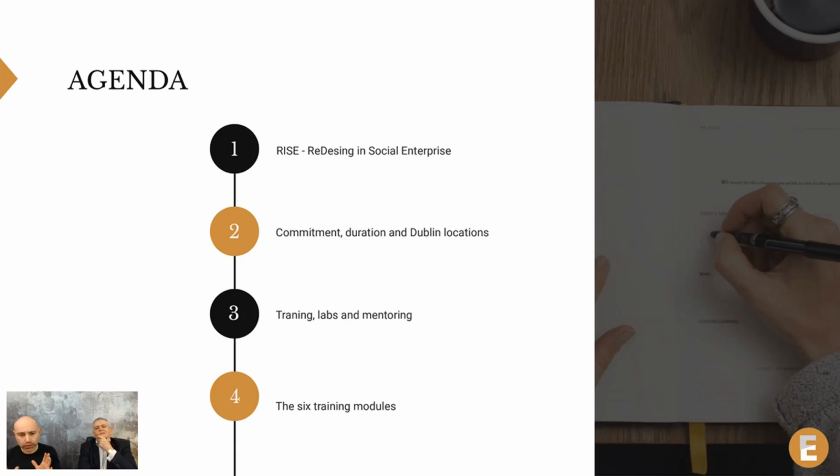The second part, I want to give you an understanding of the commitment, the duration, and the 3 Dublin locations where we are going to run the course. The third part is giving you an understanding of the 3 different ways we will use to facilitate the course. There will be training, there will be labs, and also there will be mentoring. And the last part is a very brief introduction to the 6 training modules. So what is the content that you will actually acquire through the course?